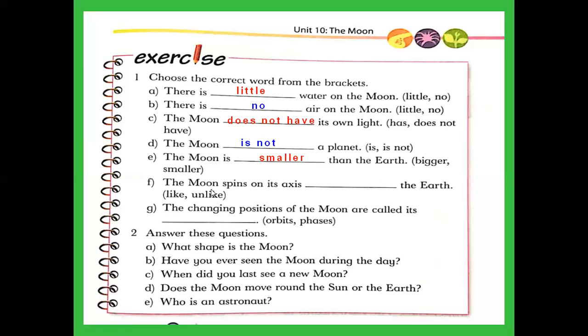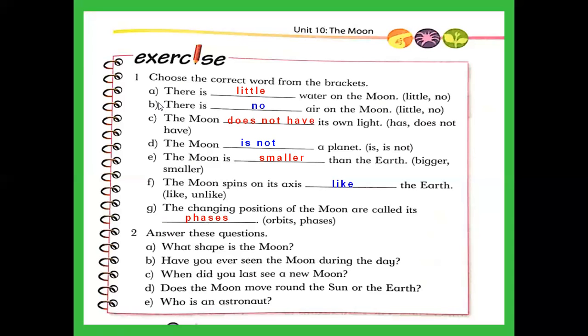F part. The moon spins on its axis dash the earth. Like the earth or unlike the earth? What will come here? The moon spins on its axis like the earth. G part. The changing positions of the moon are called its what? Orbits or phases. What will come here? Its phases. The changing positions of the moon are called its phases.